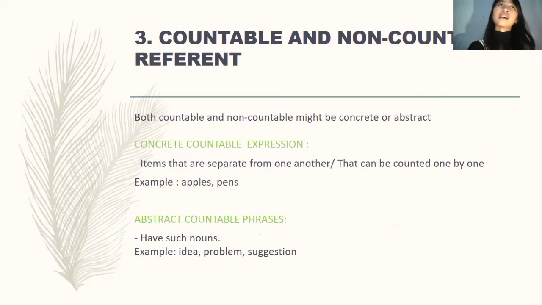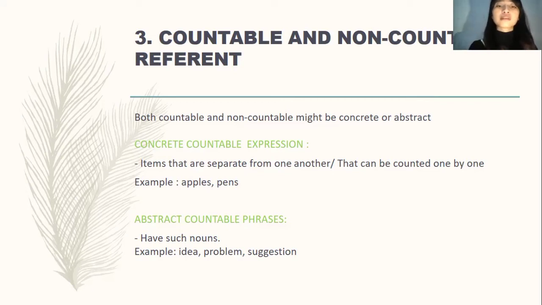Next, the other kind of reference expression is countable and non-countable reference. Both countable and non-countable reference may be concrete or abstract. Concrete countable expressions are items that are separate from one another, or that can be counted one by one. For example, apples, pens. She ate 2 apples. We can see and count the objects.